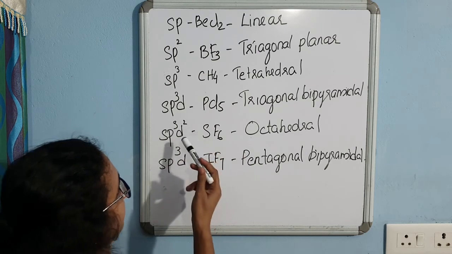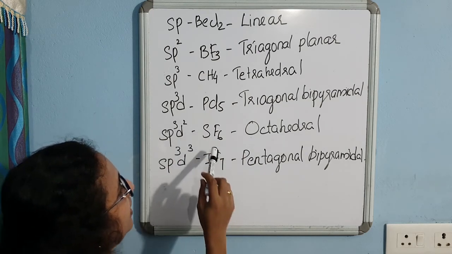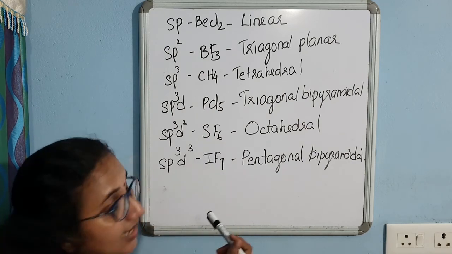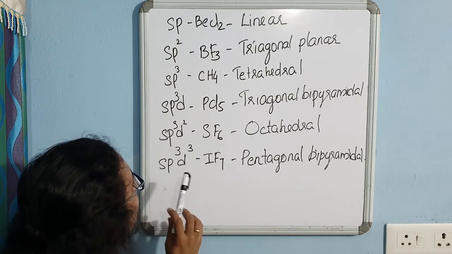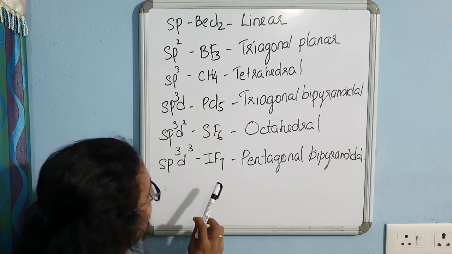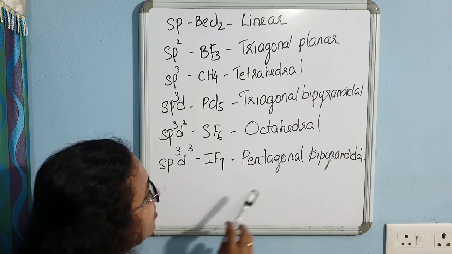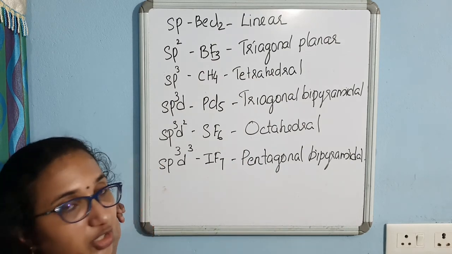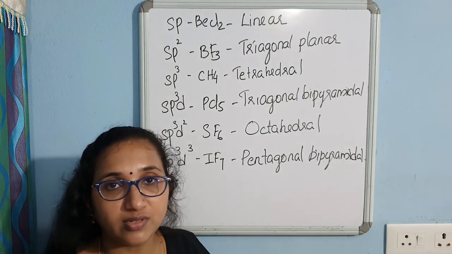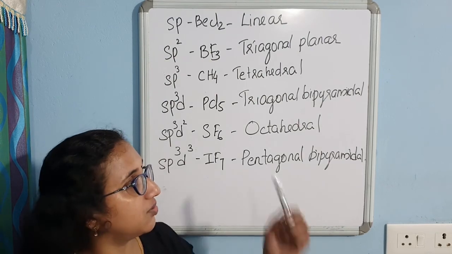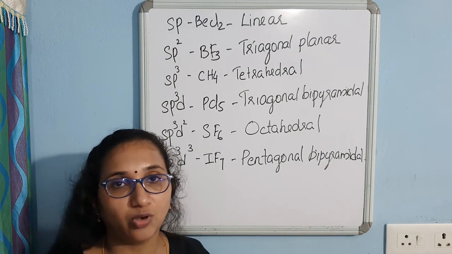And when we have 6 hybrid orbitals, that is sp3d2 hybridization, a typical example we can take is the SF6 molecule with octahedral geometry. And finally sp3d3 hybridization, example we can take IF7. There are 7 hybrid orbitals, so we have a pentagonal bipyramidal geometry. So these are the hybridizations and geometries of molecules containing only bond pairs. In all these cases we have only bond pairs, no lone pairs.